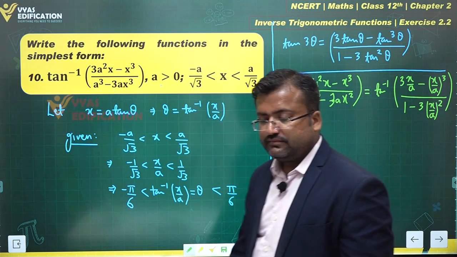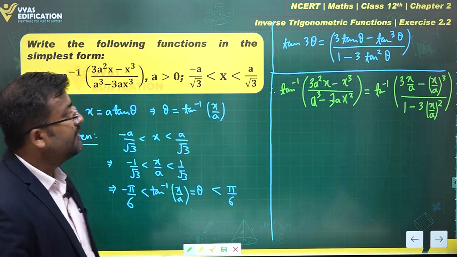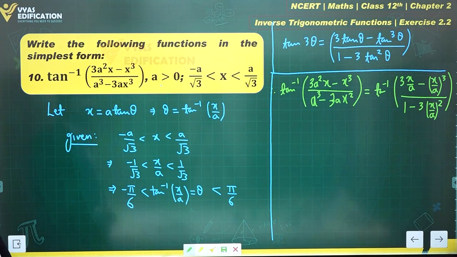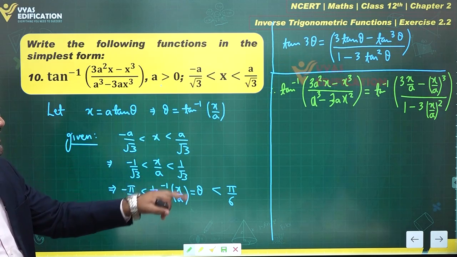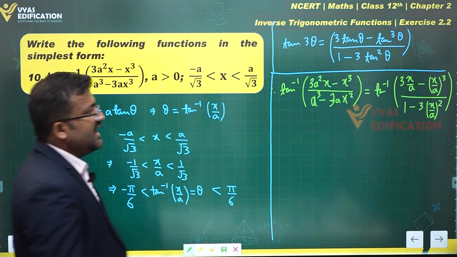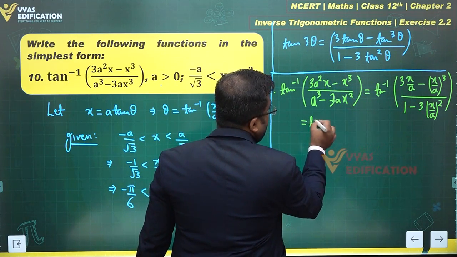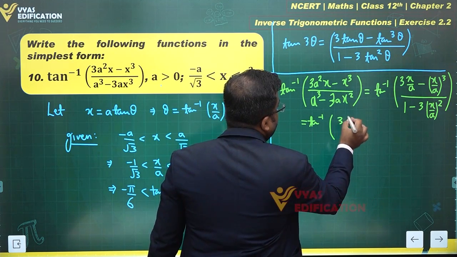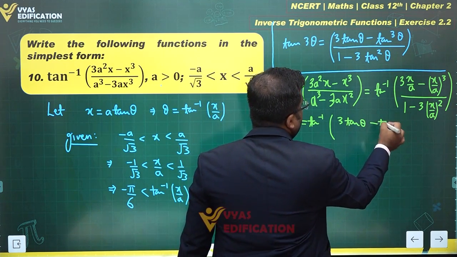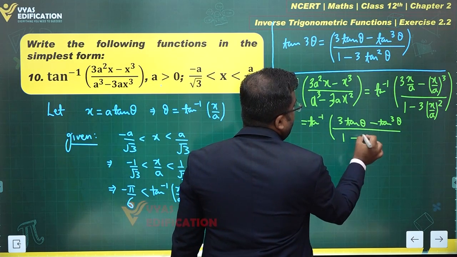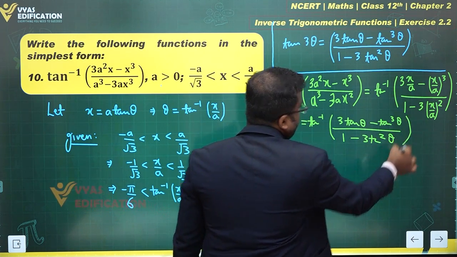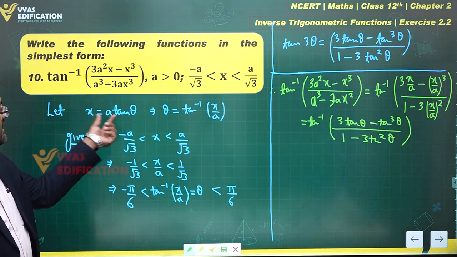This is what you get. Is that okay? Yes, that's okay. 3 times x by a minus x by a whole cube upon 1 minus 3 times x by a whole square. And this looks pretty similar to that one where x by a can be further substituted as tan theta. We have done that, right? So this is tan inverse of 3 tan theta minus tan cube theta over 1 minus 3 tan square theta, since x by a is tan theta.